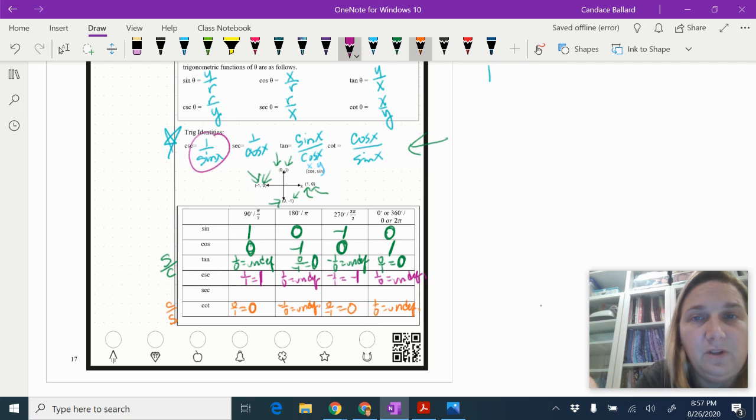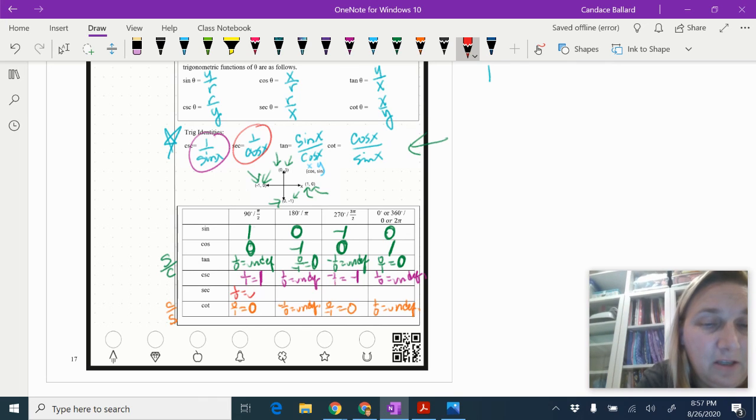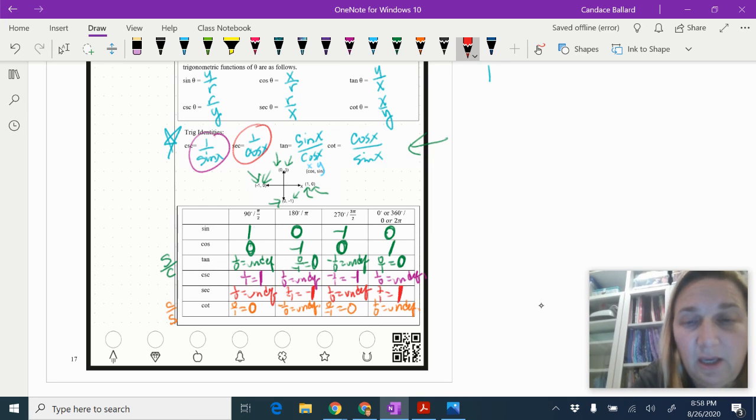All right, last one that we've got to deal with here is, I'll go with red, secant. And secant is going to be 1 over cosine. So I'm going to look at the cosine value and put 1 over it. So 1 divided by 0 would be undefined. And then I've got 1 divided by negative 1, which is going to be negative 1. And then 1 divided by 0 is going to be undefined. And then 1 divided by 1 is just going to be 1.